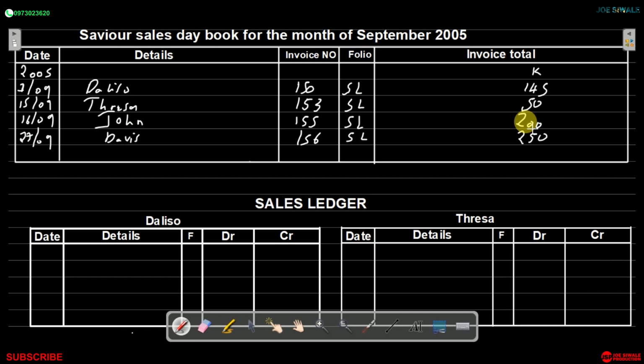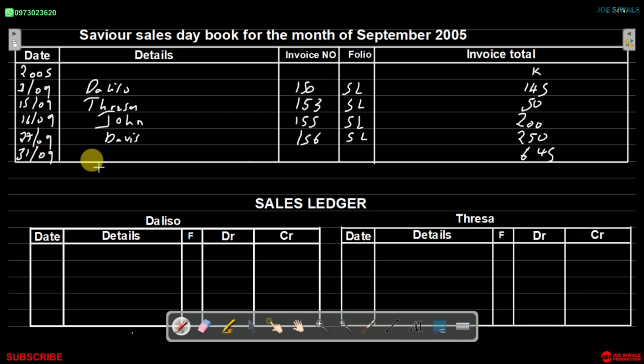So we are going to find the total. We're going to say 145 plus 50 plus 200 plus 250. Our answer there is going to be 645, and this 645 is going to be recorded at the end of the month. So we're going to say 30th of September there.